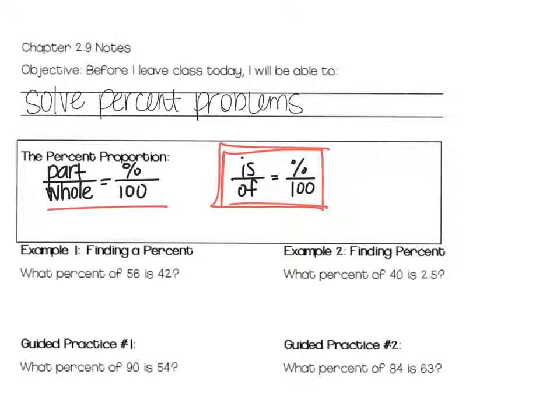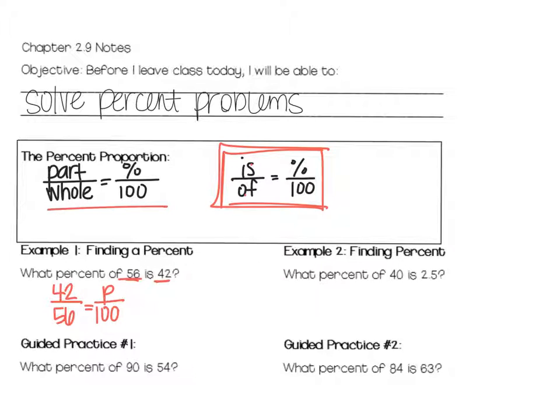For example, example 1 is 42. So that's going to go on the top of the first fraction. Of number would be of 56. That goes on the bottom. And then the percent is what we're looking for. That'll be P over 100. So if I write the percent is number 42 over of number 56 equals percent over 100, and I solve the proportion.